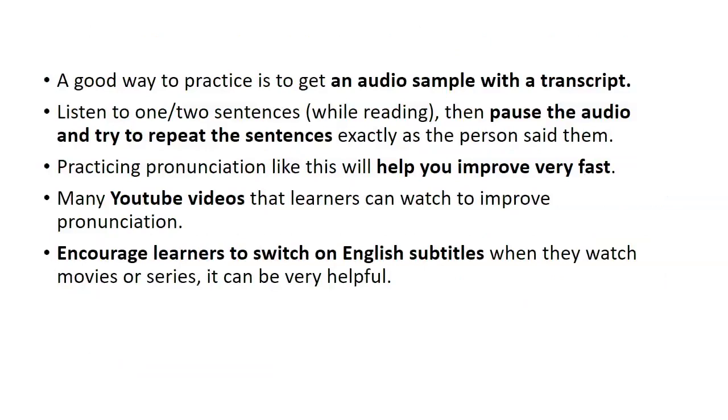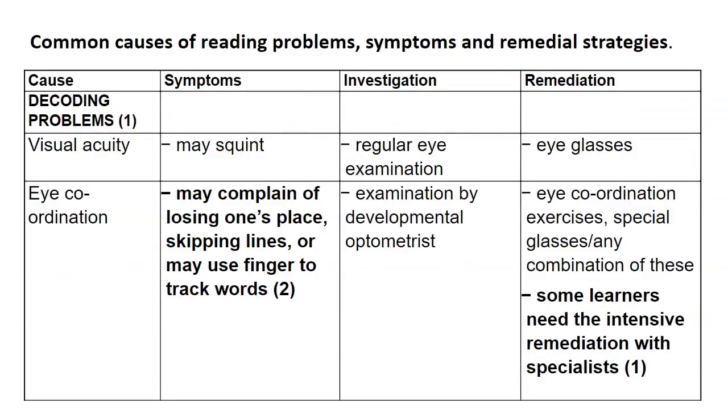A good way that you can help your children to practice is to give them an audio sample with a transcript. They can listen to one or two sentences while reading it, then pause the audio and try to repeat the sentence in the same way they heard it. They can practice pronunciation like this to improve fast, and then they can also maybe watch YouTube videos, because many of these YouTube videos have subtitles. So listening and reading the subtitles at the same time can be very, very helpful in improving your accent and your pronunciation in English.